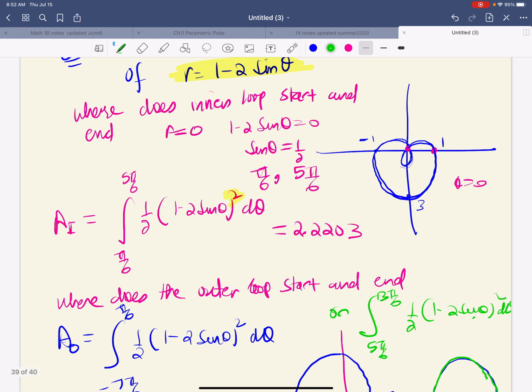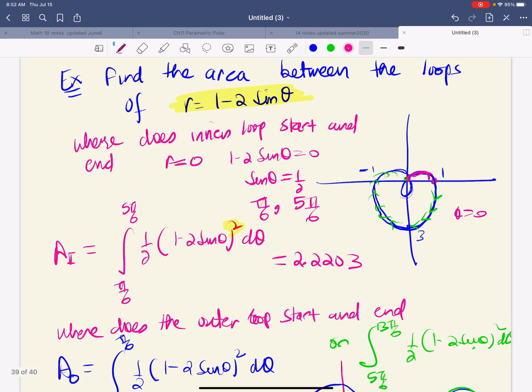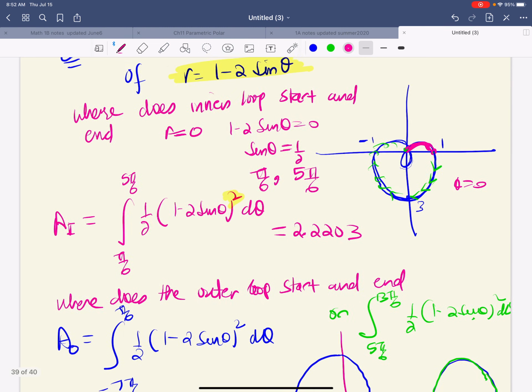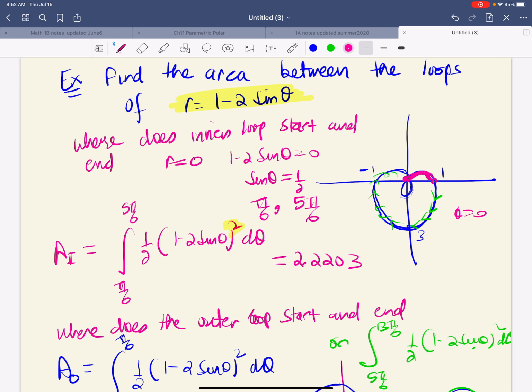If you start at 0 and go all the way up to pi over 6, you are not completing your loop. You have a part of the loop that's left uncovered. So I have to go backwards to be able to complete that. Or once you're back at 5 pi over 6, you will have to go further than 5 pi over 6 to be able to complete the loop.